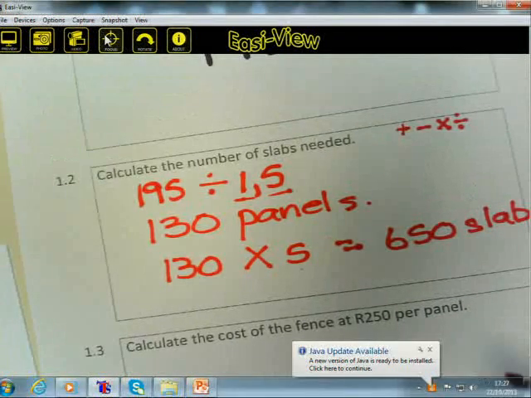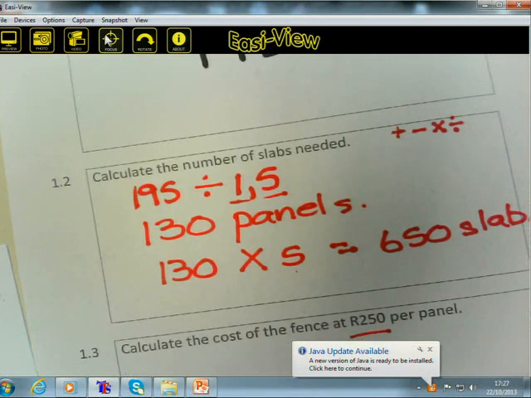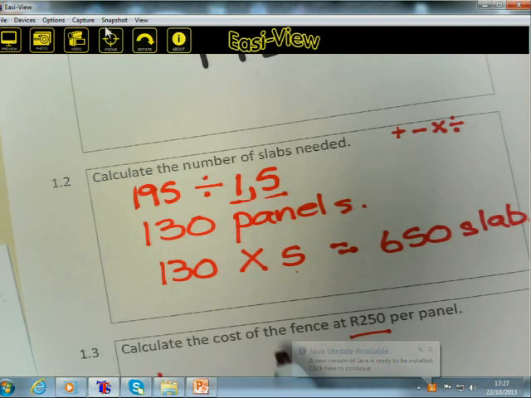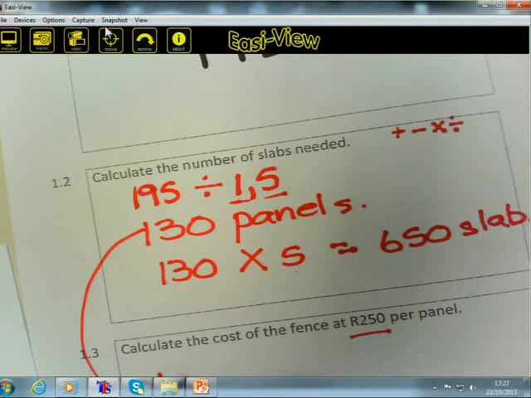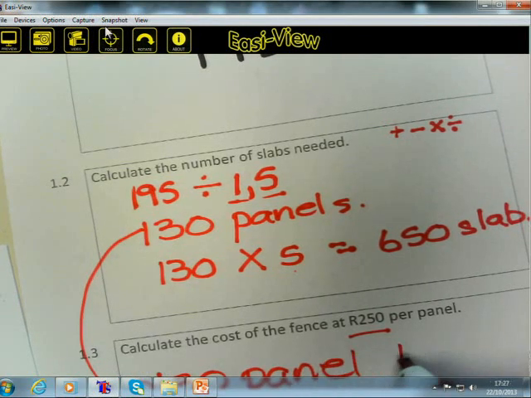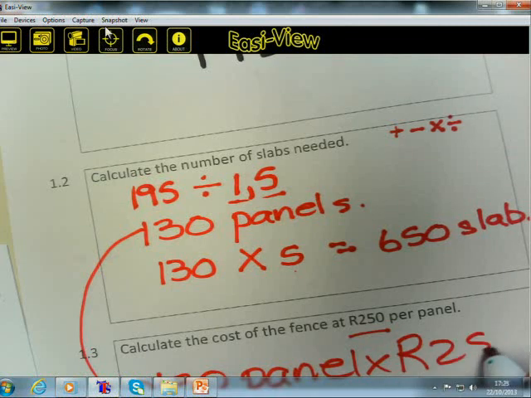Now what is the cost of this fence? It will cost 250 rand for one panel, and then we will need how many panels? Can you see? I will need 130 panels times the price, which is 250, and the answer there is 32,500 rand that this fencing will cost.